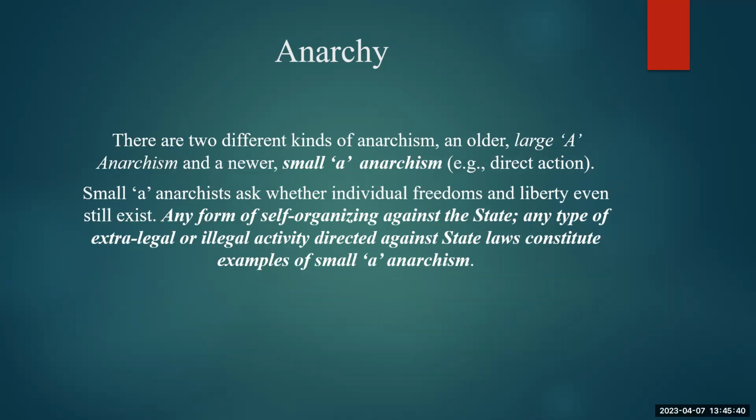So today, there are two different types of anarchy or anarchistic thought. There's the older large A anarchism, which came out in roughly the early 1800s. Pierre Proudhon was one of the very first anarchists. Bakunin was another. But that is less popular than a newer small a anarchism. And that's a kind of direct action. If you remember the Occupy movement in 2011, that was a kind of small a anarchism. Black Lives Matter is a kind of small a anarchism.